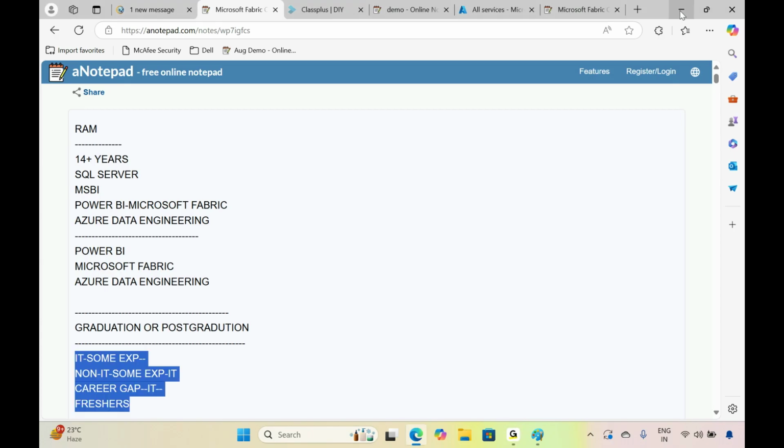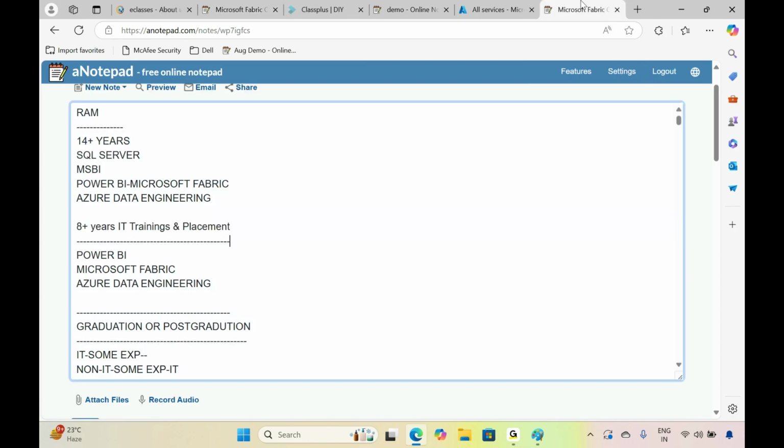Okay, so mostly the people have some experience in IT or non-IT, or have a career gap. Those kinds of people prefer to learn this Microsoft Fabric. Before you learn this Microsoft Fabric course, you need to understand what other courses related to Microsoft Fabric we have in the market.